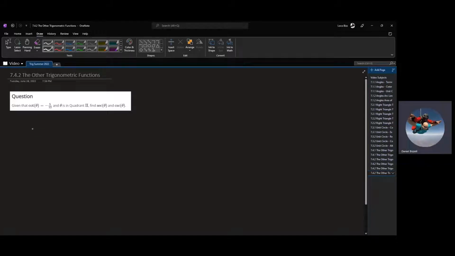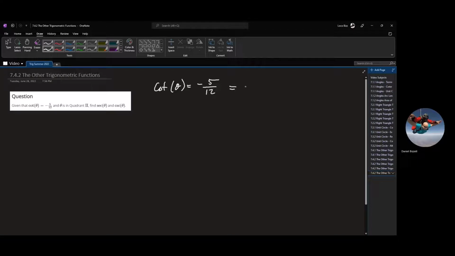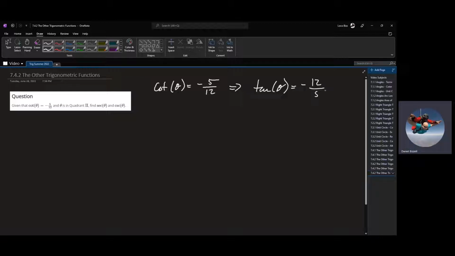Given that cotangent of theta is equal to -5/12 and theta is in quadrant 2, find secant and cosecant. The question tells us that cotangent of theta is equal to -5/12, which means that the tangent of theta is equal to -12/5.